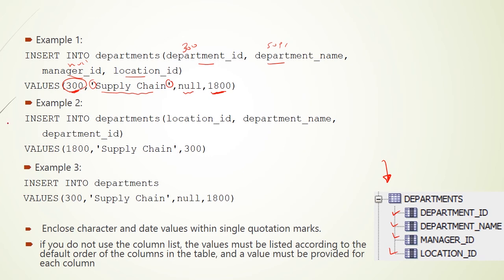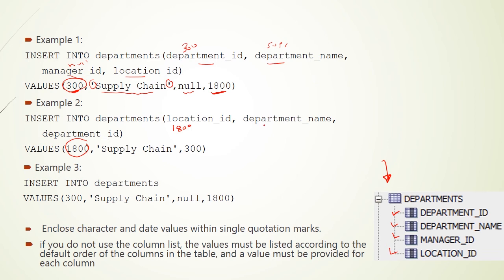In the second example here: insert into departments, location ID, department name, department ID. Values 1800, supply chain, 300. So 1800 will be inserted to the location ID.